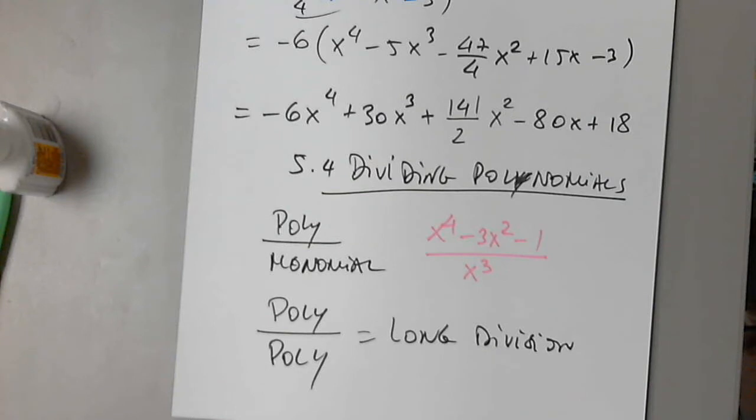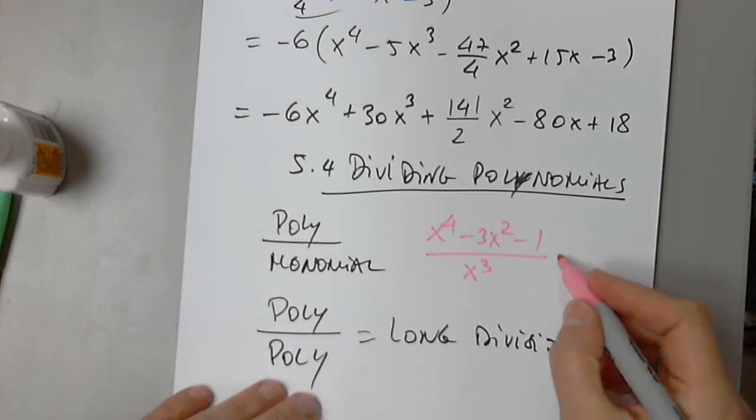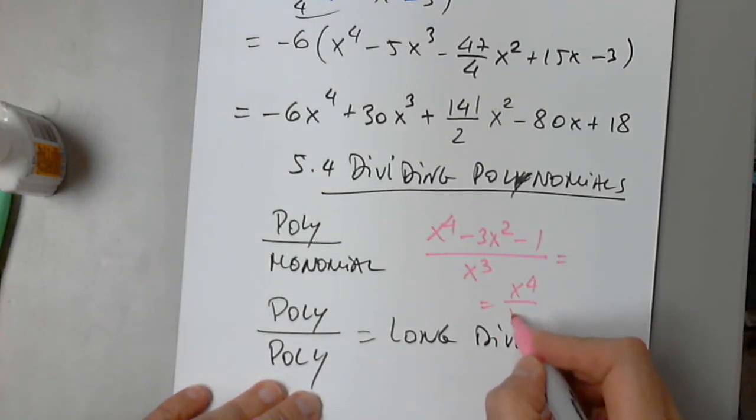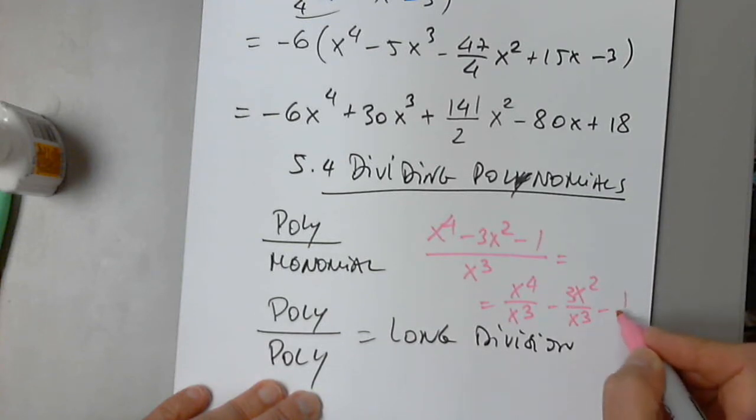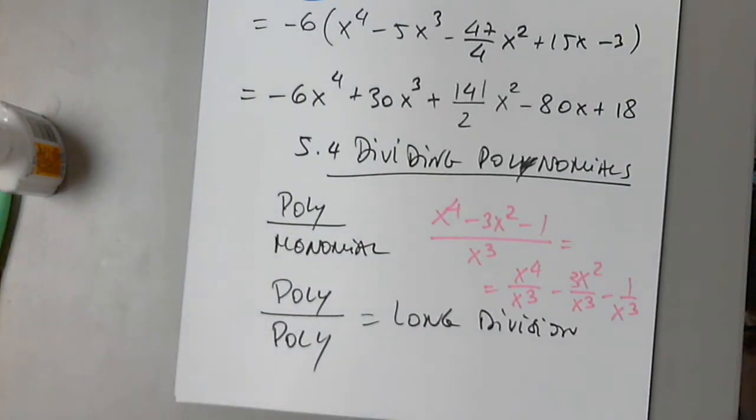We don't use long division for something like this, or synthetic division. We have to separate it into 3 fractions. So one fraction will be x to the fourth over x cubed, the other one 3x squared over x cubed, and the last one will be 1 over x cubed. Do not get into the idea that you can always do that.